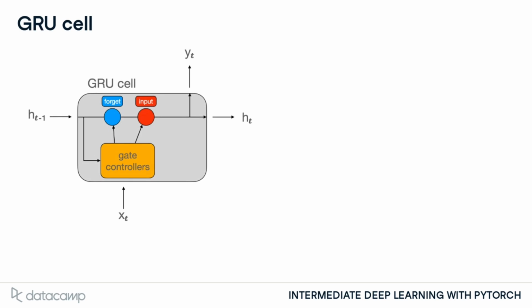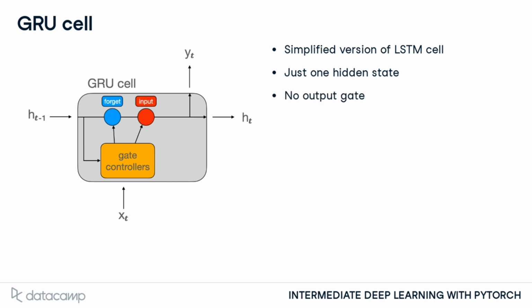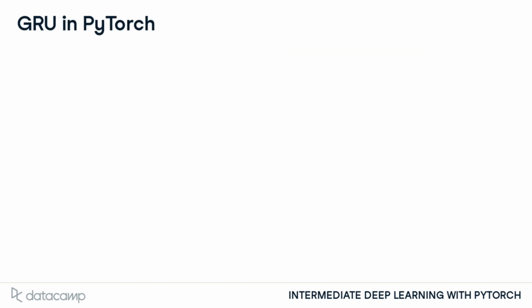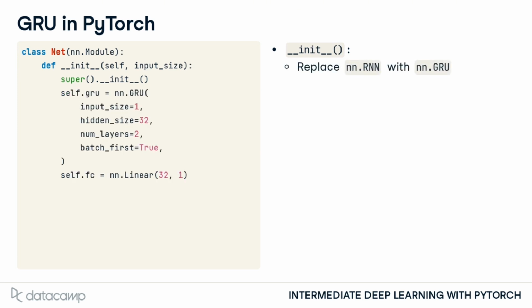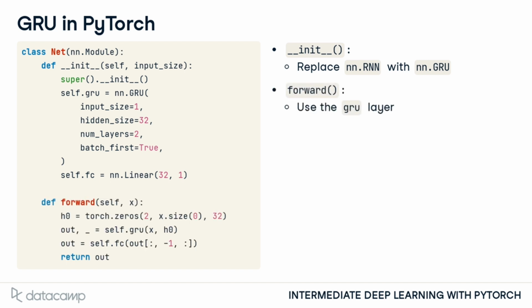The GRU cell is a simplified version of the LSTM cell. It merges the long-term and short-term memories into a single hidden state. It also doesn't use an output gate. The entire hidden state is returned at each time step. Building a GRU network in PyTorch is almost identical to the plain RNN. All we need to do is replace the nn.RNN with nn.GRU when defining the layer in the init method, and then call the new GRU layer in the forward method.